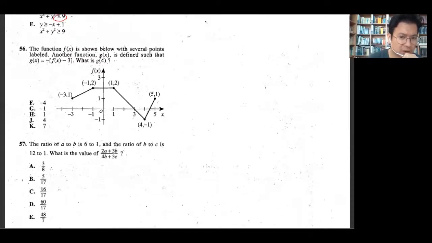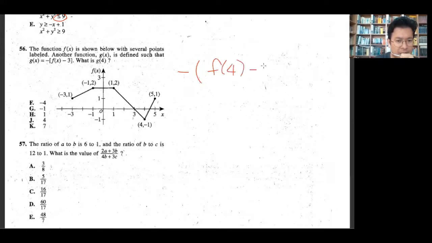56. The function is shown below. 7 points labeled, another function g of x. G of 4. So g of 4 is minus f of 4 minus 3. So f of 4 is minus 1. So minus 1 minus 3 is minus 4. So it's positive 4.